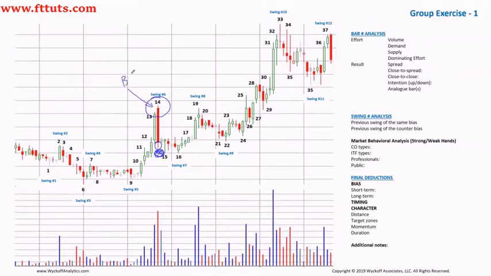So this we will identify as a buying climax. Yeah, I was saying that was a buying climax, and then automatic reaction. Yeah, something like that.